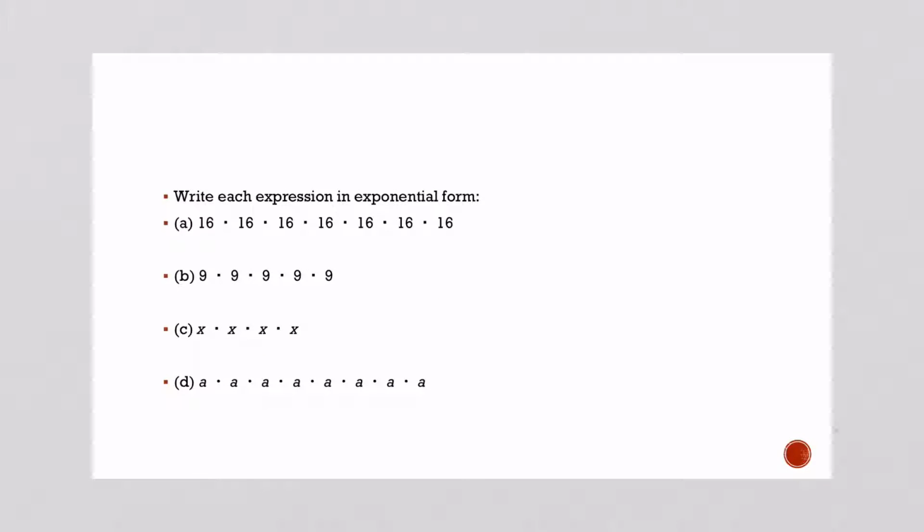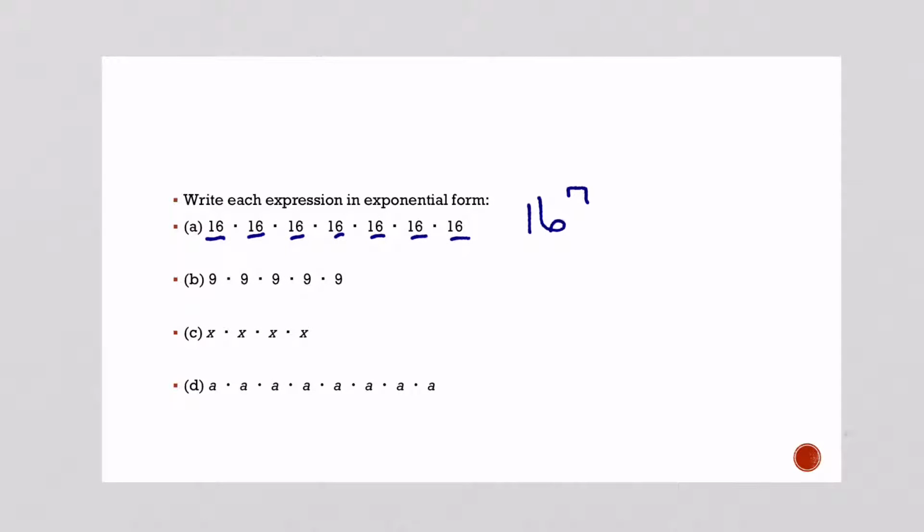Okay, so let's write these in exponential form. I've got 1, 2, 3, 4, 5, 6, 7 16s here. So to write this in exponential form, I would say 16 to the 7th power. I'm not going to multiply that out. That's going to take me a while, and I'm not sure my calculator can do that.